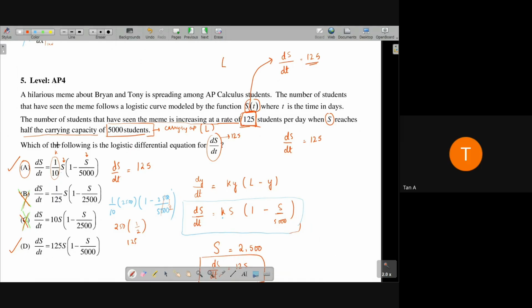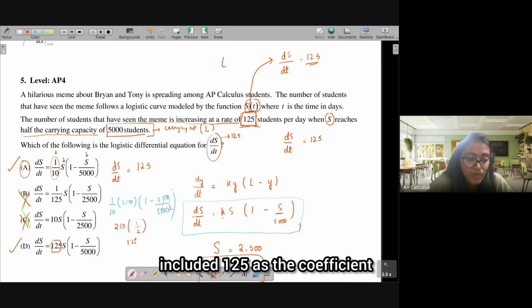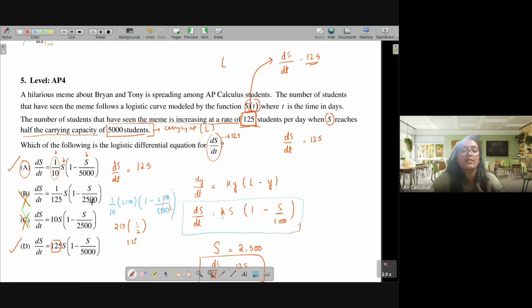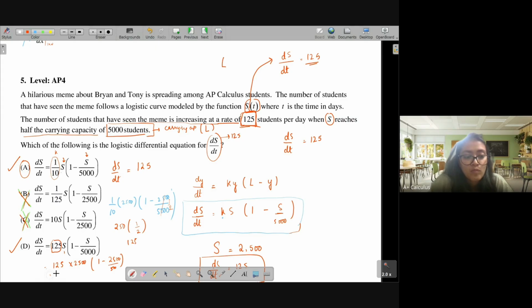If you check D, you will not get 125. It looks like you'll get 125 because they have included 125 as the coefficient. But if you really check, put S equal to 2,500, you will not get 125. 125 times 2,500 times (1 minus 2,500 over 5,000), all of this is 1/2. 125, then 1/2 of this, that will not be 125. It is 1250.